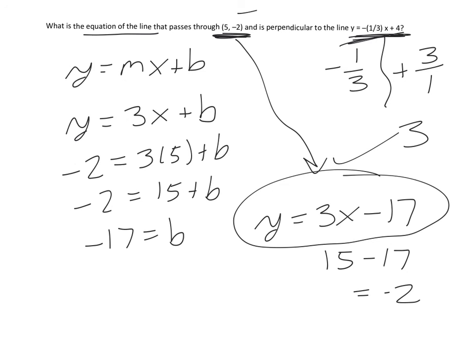And that's it. So again, all these are very similar strategies. We want to find the slope first, and then plug in a point and solve for the intercept. That's pretty much the way you go about it.